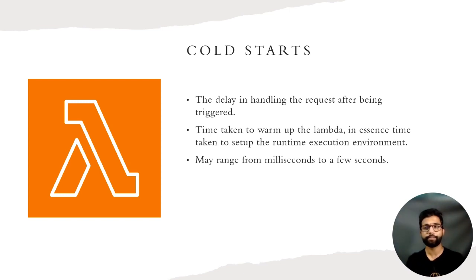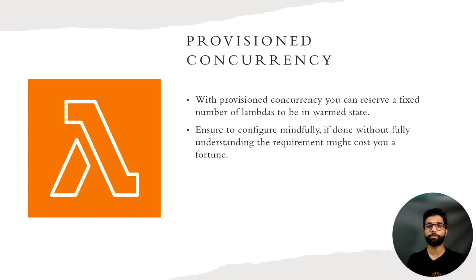In such cases, there's a feature called provisioned concurrency, wherein you can reserve a certain number of Lambda functions. When this is configured, let's say you configure 10 as the provisioned concurrency, the 10 Lambda functions will be in a warmed up state with your runtime environment set up, and they'll be ready to handle your requests right after they come in. So this configuration needs to be done mindfully.